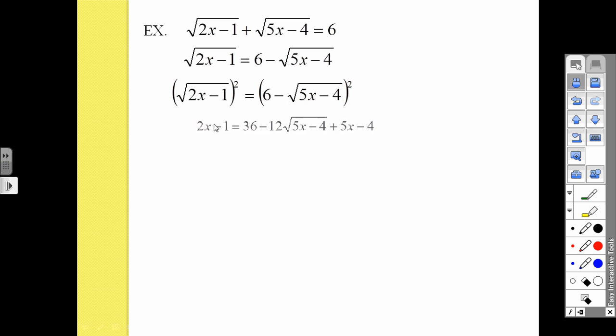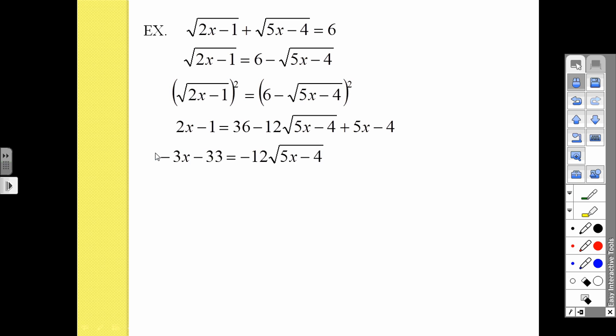Okay, so now simplifying. When I square the square root, the radical goes away. Here, when I multiply all of this out, you get 6 squared minus 2 times 6 times this, which gives you the negative 12 radical 5x minus 4. And then when you square this, you get positive 5x minus 4. Well, what happened was we got rid of the radical on this side, but there's still a radical over here. So we're going to simplify this equation as much as we possibly can by combining like terms and dividing through by negative 3 until we get it as simple as we possibly can, where you have a radical on one side.